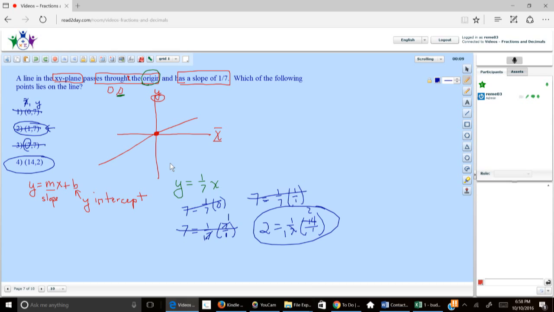Remember, XY plane, Cartesian, graph, all mean the same thing. Origin is your 0, 0. And they want you to know your slope-intercept equation, which is y equals mx plus b.